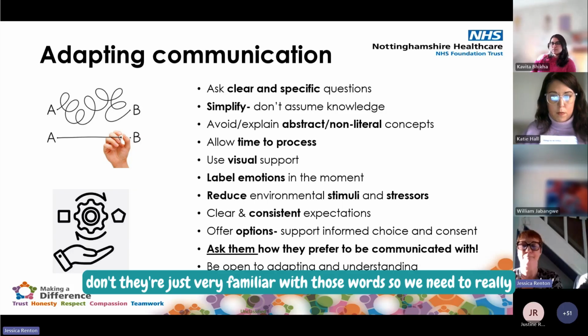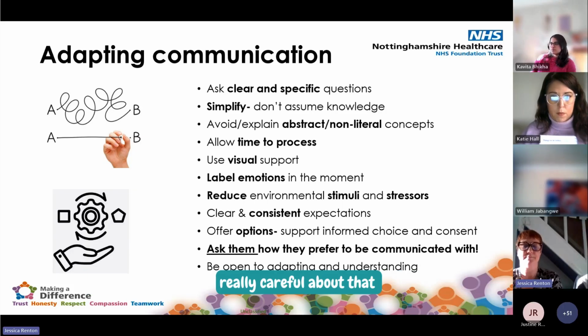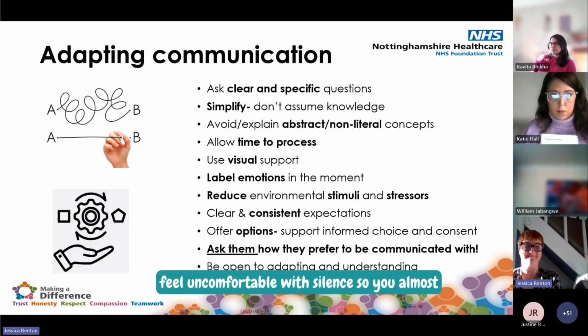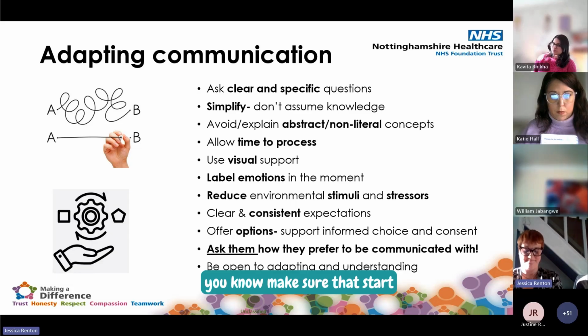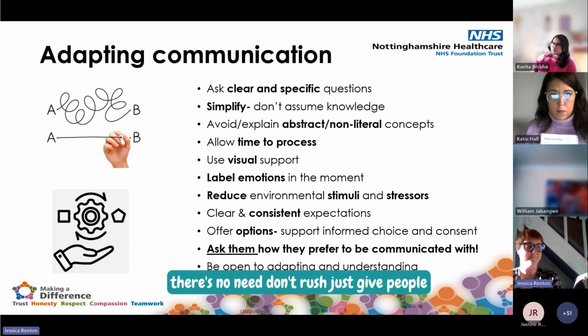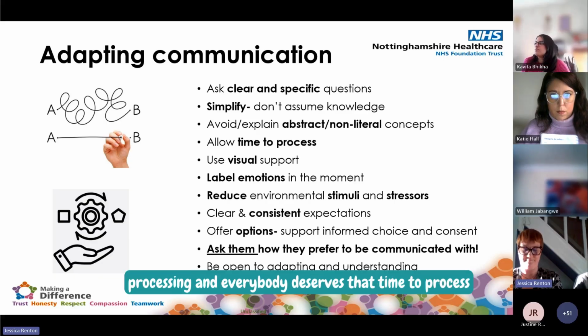They're just very familiar with those words. So we need to be really, really careful about that. Allow time to process. Again, this is really, really important, as we quite often like to fill in the gaps if there's a bit of silence. People feel uncomfortable with silence, so you almost make sure that you start talking because you feel uncomfortable. There's no need, don't rush, just give people time because they will usually just be processing, and everybody deserves that time to process.